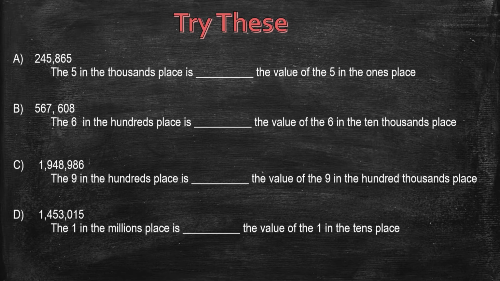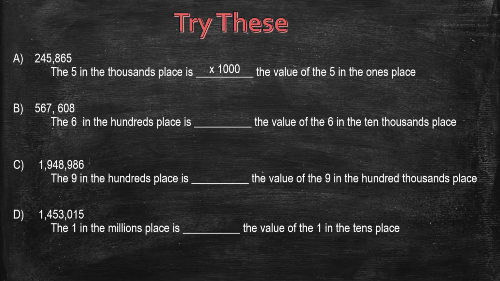Here we have A, 245,865. Well, the 5 in the thousands place is blank the value of the 5 in the ones place. Well, the 5 in the thousands place is to the left of the 5 in the ones place. So it is a larger number. But how many place values did we have to jump? 3. That means the 5 in the thousands place is 1,000 times greater than the 5 in the ones place.